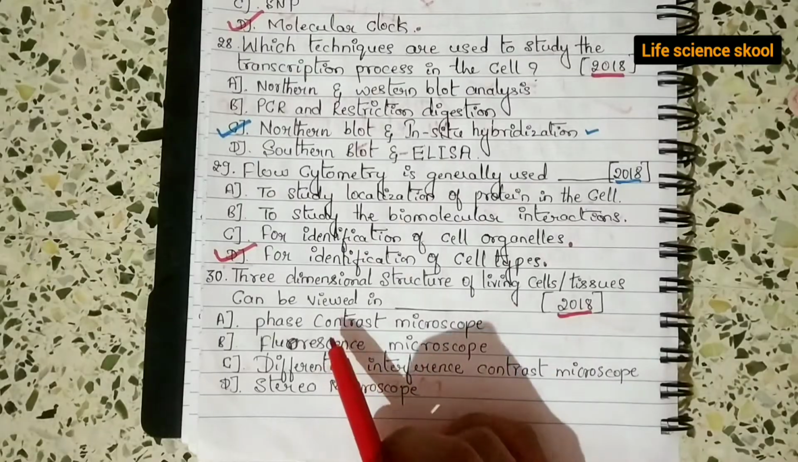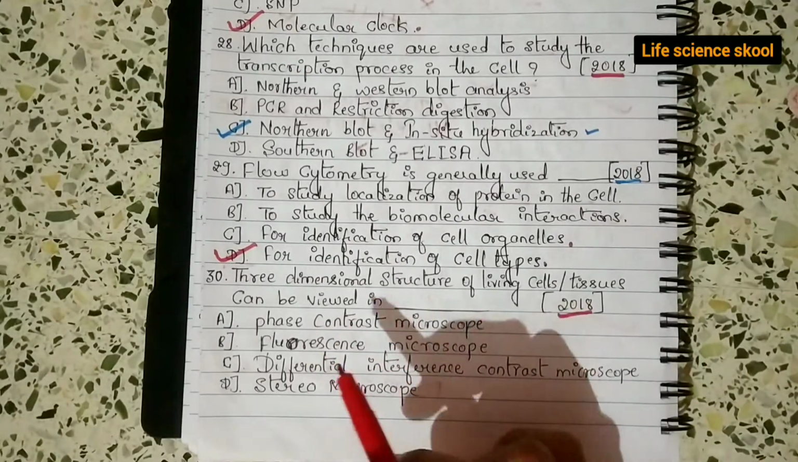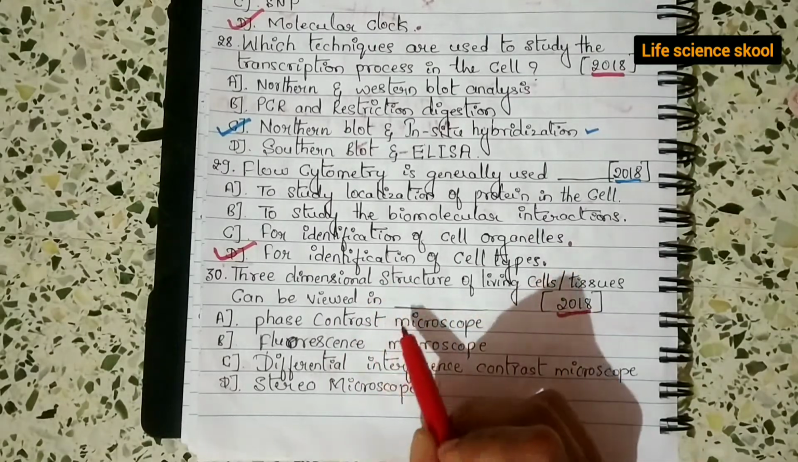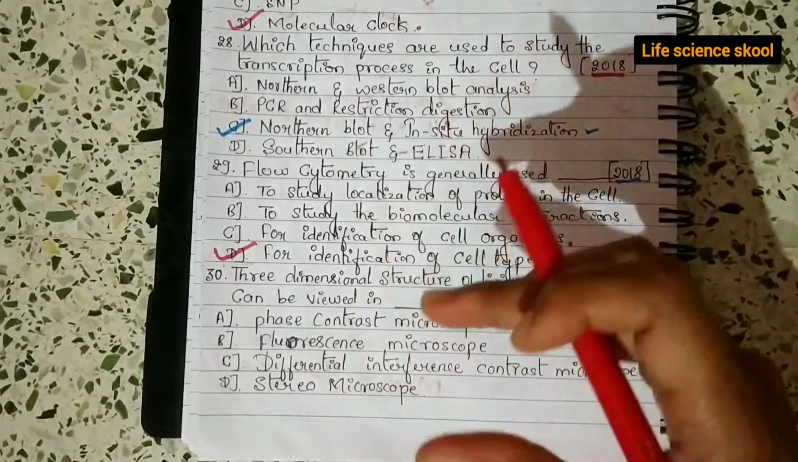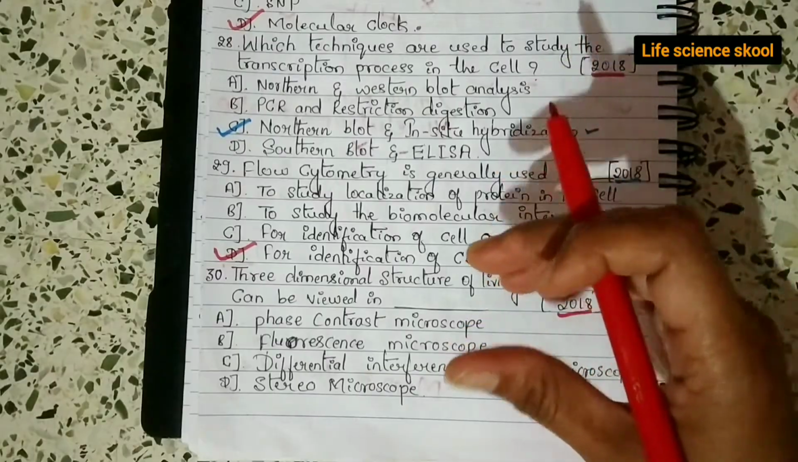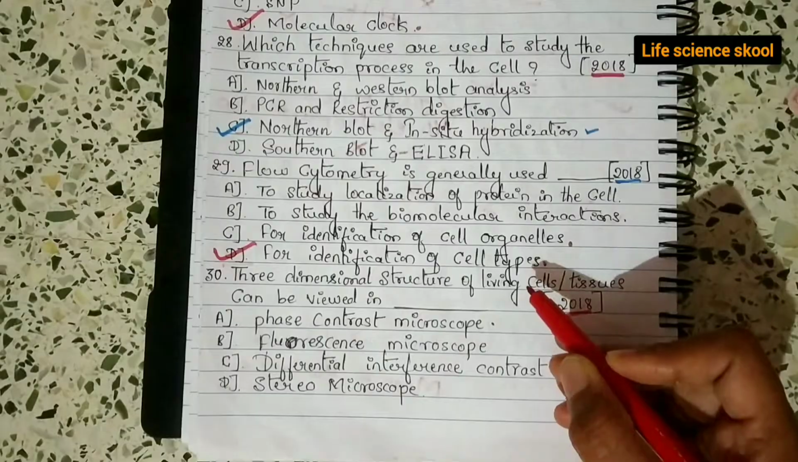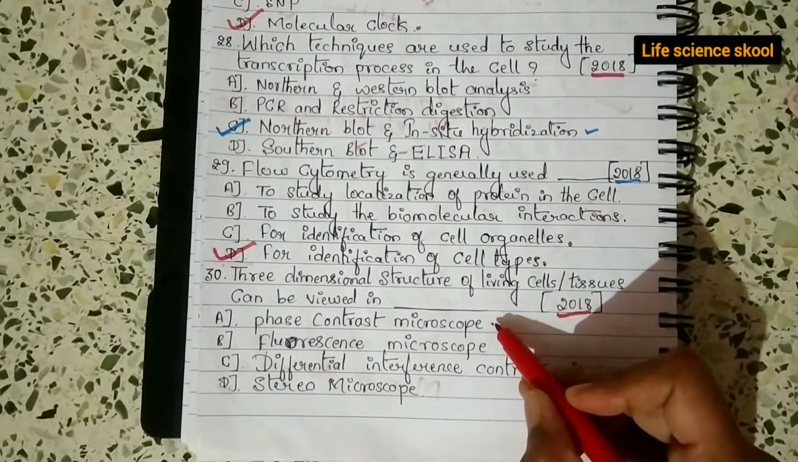If you look at the first option, phase contrast microscope, as the name indicates, it is about contrast. This one is used to enhance the contrast of the image of transparent and colorless specimens. So this doesn't give the three-dimensional structure of living cells and tissues. That's why this is not the correct answer.